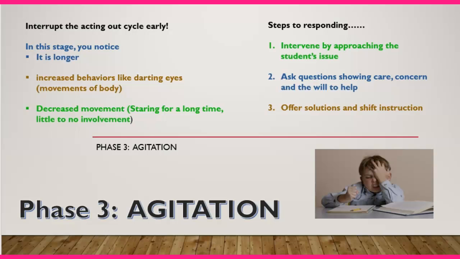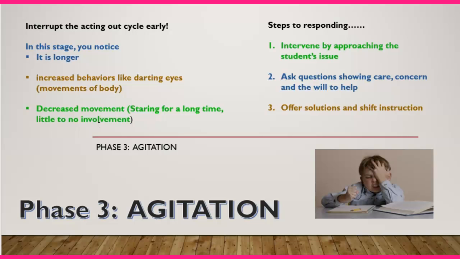Phase 3 is the agitation stage. As you can see in the picture, the child is very, very angry. The way to interrupt the acting out cycle is to do it early. This stage is very long, and it is so important to try to interrupt before it, in phase 2. Increased behaviors like darting eyes and movements of the body are signs of agitation. So are decreased movements, such as staring for a long time or having little to no involvement in the classroom.